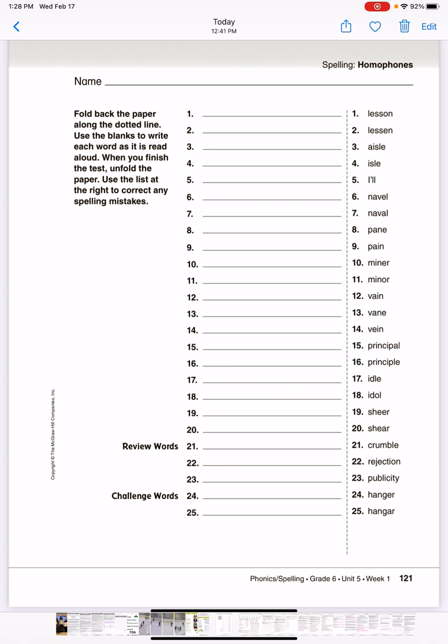10 and 11, minor. 10 is miner, ER, like someone that goes into the ground to mine for resources. Minor, OR, is a lesser amount of something. You might be a minor if you're not of age.